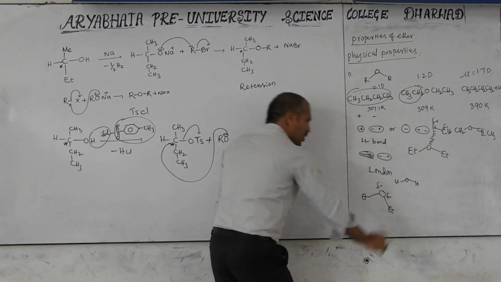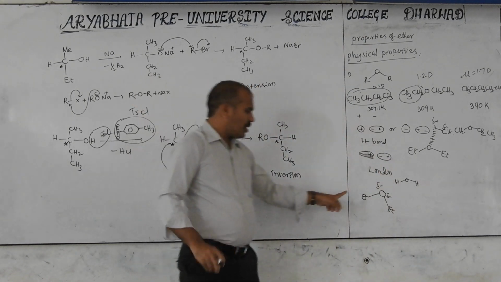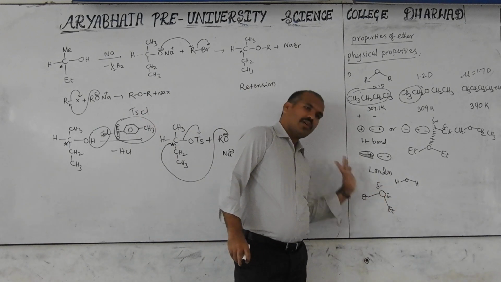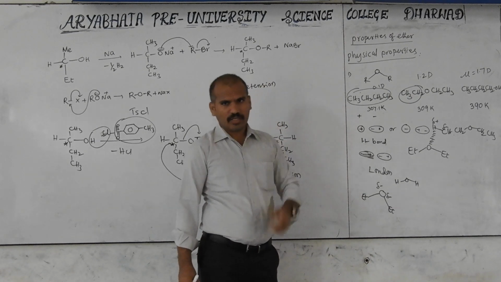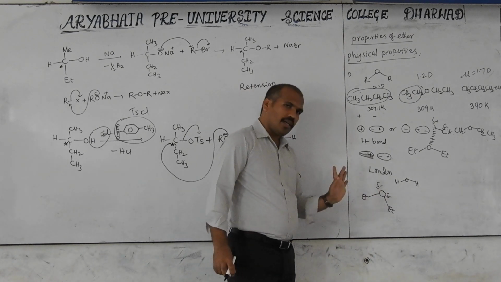Then how many negative charges will be? Two. With respect to this, one negative, and with respect to this, one negative charge, because oxygen is electron withdrawing. When it withdraws, automatically it gets a negative charge. This partial negative, partial negative.